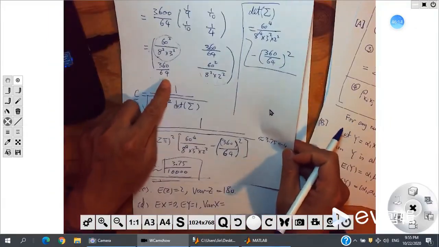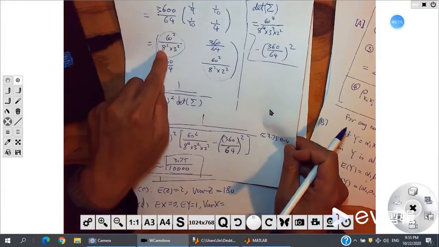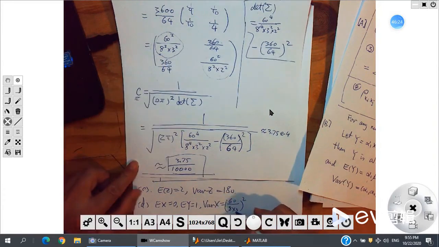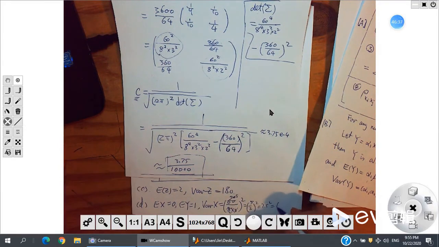So variance of X will be this part. So it is 60 over 8 times 3 squared. I can simplify some. This one I get 20, and then I divide by 4. This is 5, this is 2. So this is 5 over 2 squared. This is 2.5 squared. This will be 6.25. Okay, so I have the variance of X.